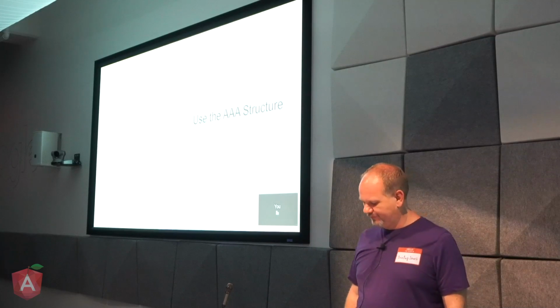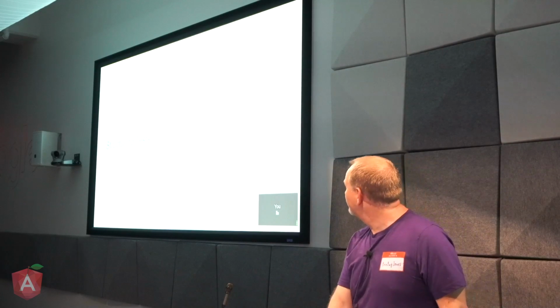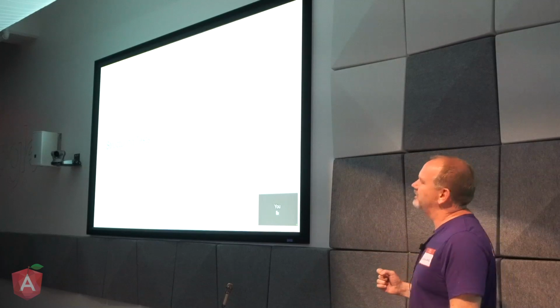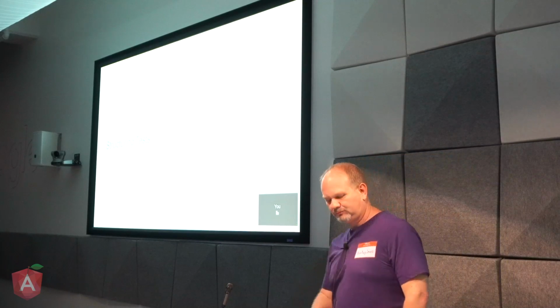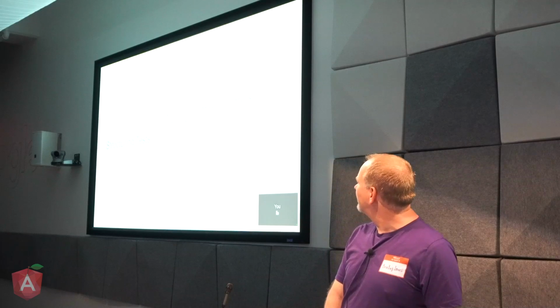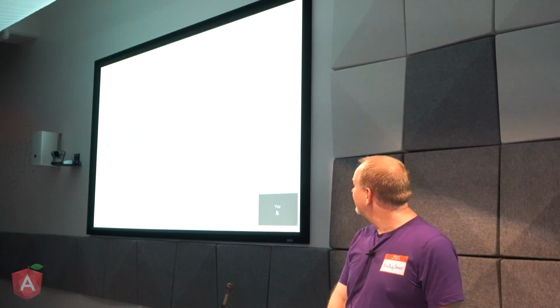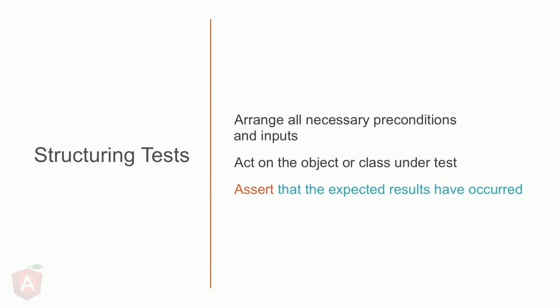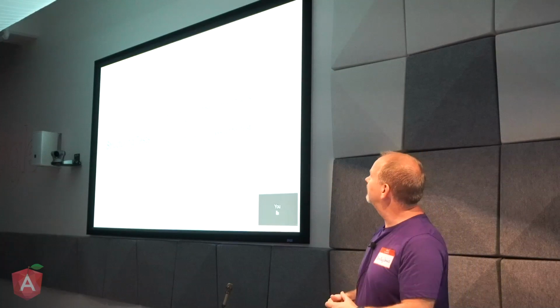Item number one, use the AAA structure. We want to start off by arranging all of our necessary preconditions and inputs. Then we want to act on the object or class under test. And finally, we want to assert that the expected results have occurred. We sometimes talk about this as a state change. We start in an initial state, we change our state, and then we check that the new state is exactly the state that we wanted it to be. That is the idea of a good test, that we go through those phases.